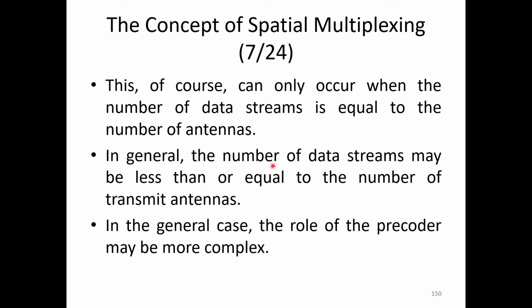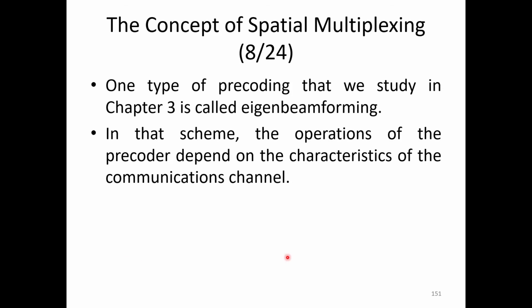In general, the number of data streams may be less than or equal to the number of transmit antennas. In the general case, the role of the precoder may be more complex. One type of precoding that we study in Chapter 3 is called eigenbeamforming. In that scheme, the operations of the precoder depend on the characteristics of the communications channel.